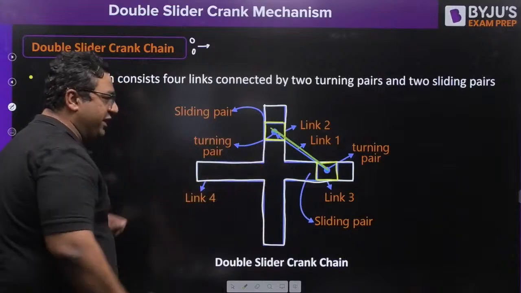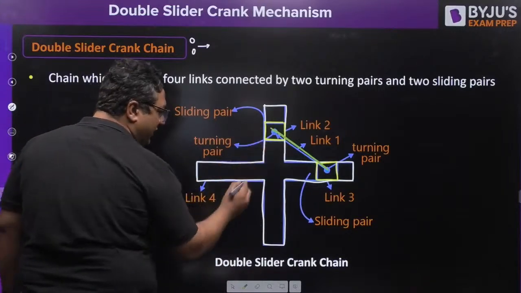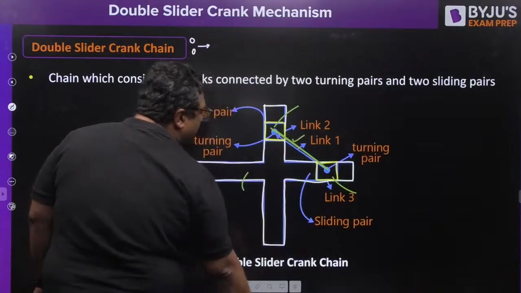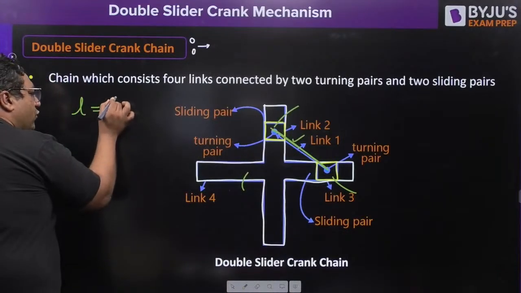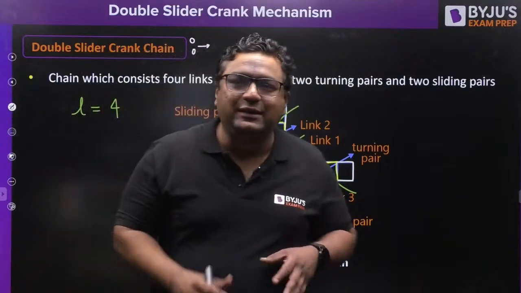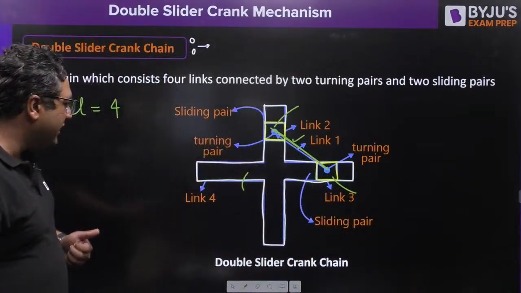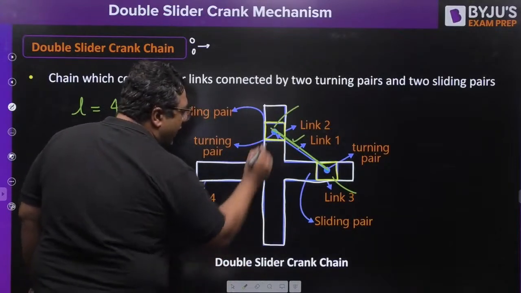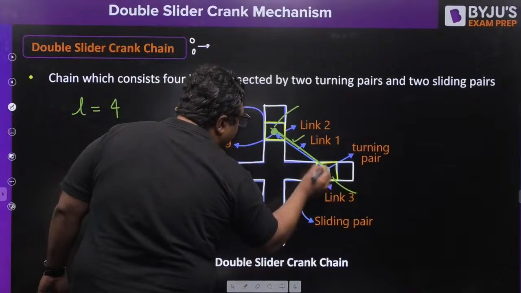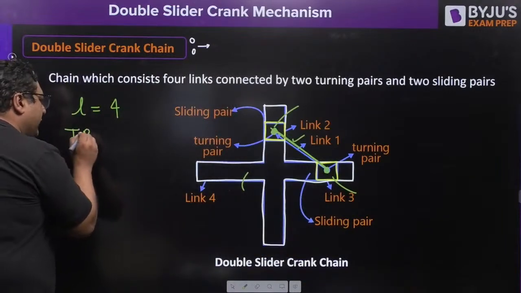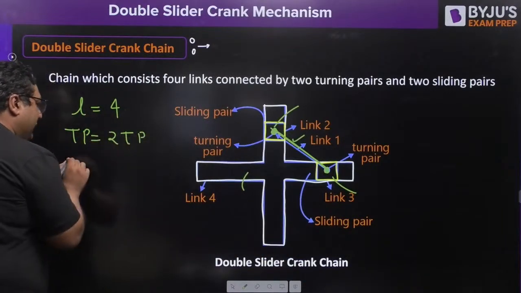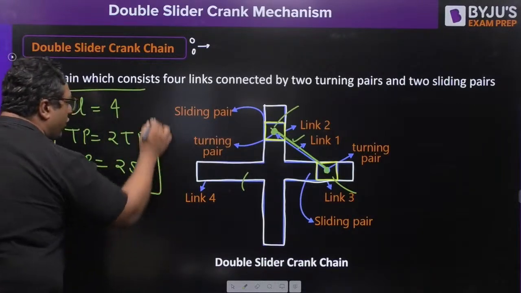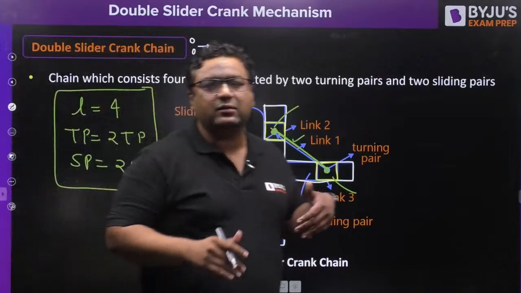If you see this configuration, one link is this, the second link is a slider, the third link is a slider, and the fourth link is this. So the total number of links here is also 4. If you try to see the type of pairs, the slotted plate and this slider are joined with a sliding pair, and this is one turning pair, this is another turning pair. So there are 2 turning pairs and 2 sliding pairs. This is the configuration of the double slider crank chain.